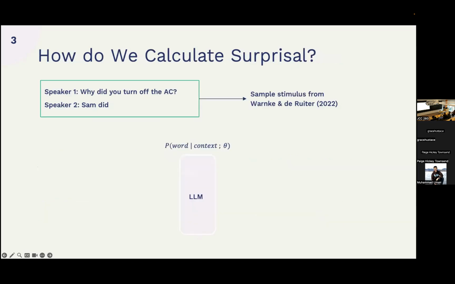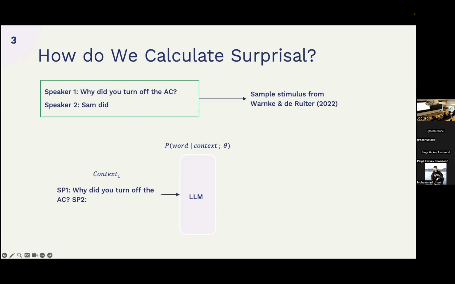So I want to quickly walk through an example of how we would actually calculate surprisal using a large language model. On the top, you have two terms that are stimuli. That's one stimulus from Warnke and de Ruyter. So speaker one says, why did you turn off the AC? Speaker two says, Sam did. And then the large language model generates the probability of the word given the context and the model parameters.